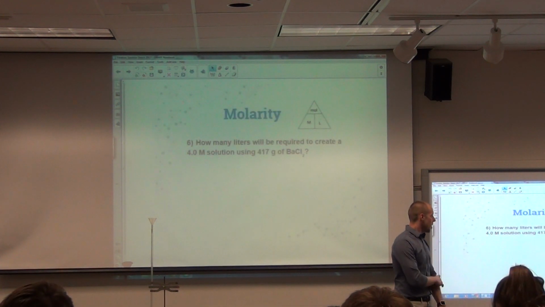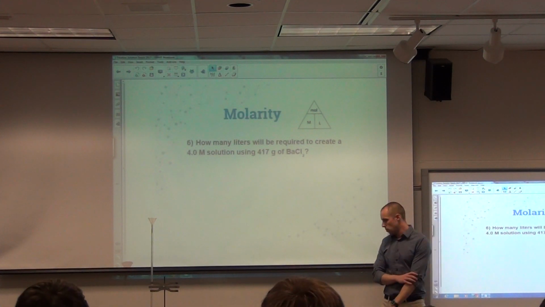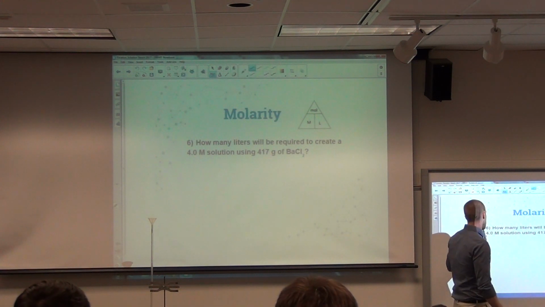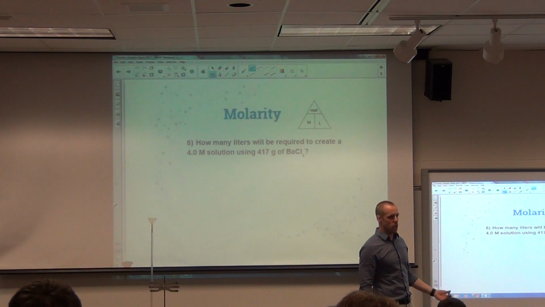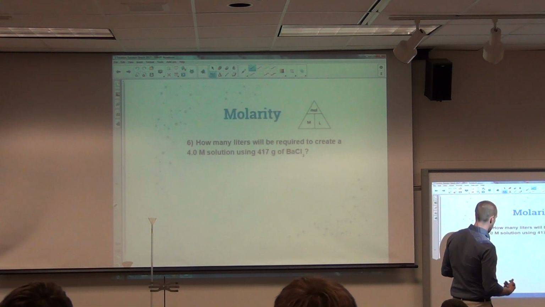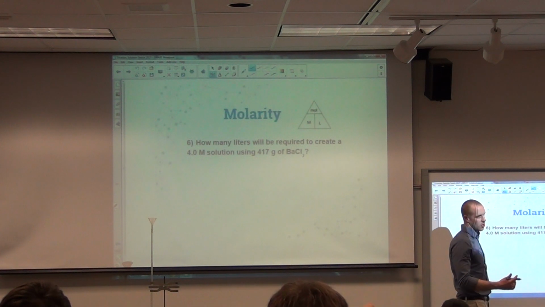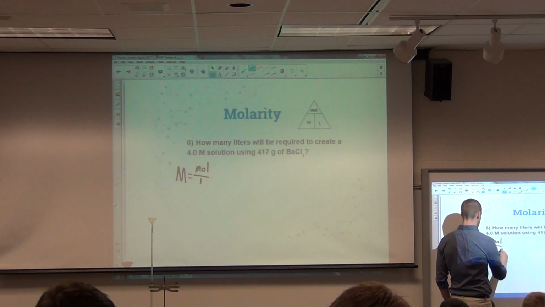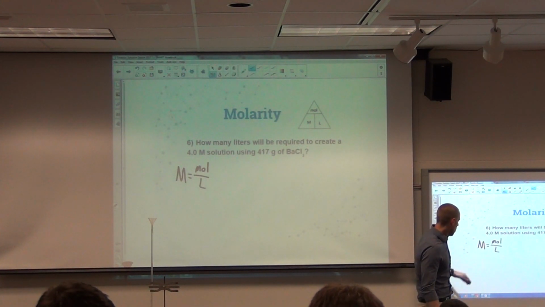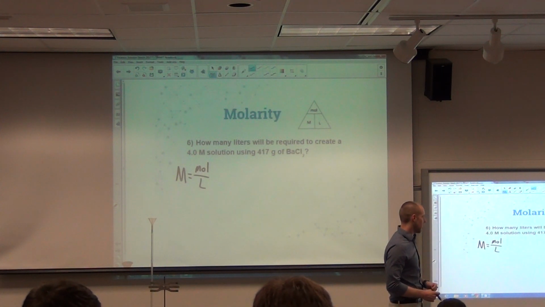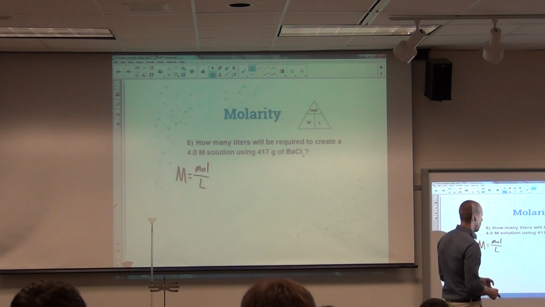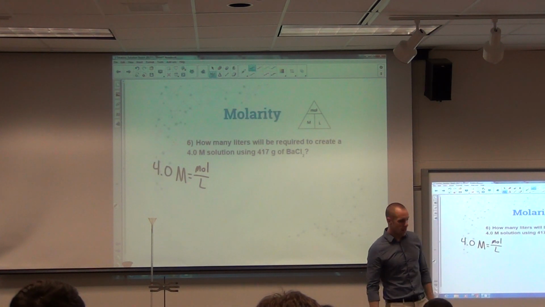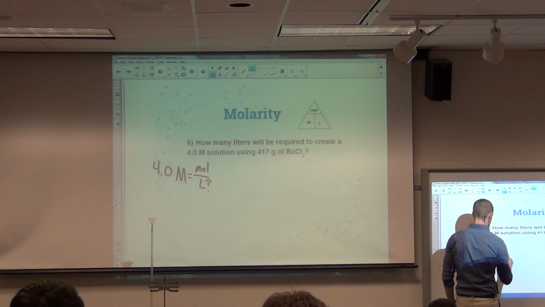We're going to start out, like I said, with a molarity problem from Solutions 2. When we are doing molarity problems, or trying to figure out concentrations of solutions or how many liters we need, we're always going to be using M equals moles divided by liters, where big M is molarity. The problem is: how many liters will be required to create a 4.0 molar solution using 417 grams of barium chloride? So we have a 4.0 molar solution, and we want to know how many liters we need to make that solution.